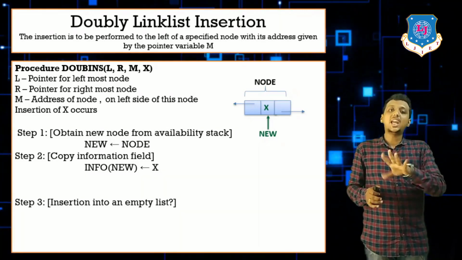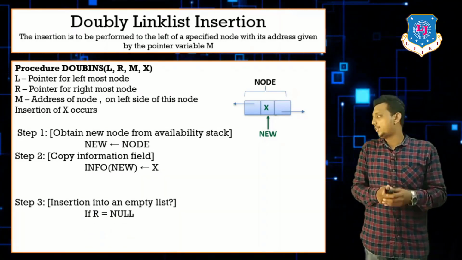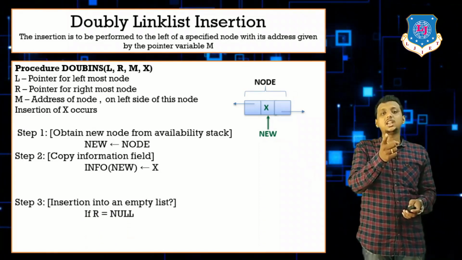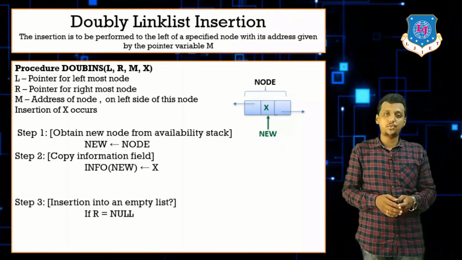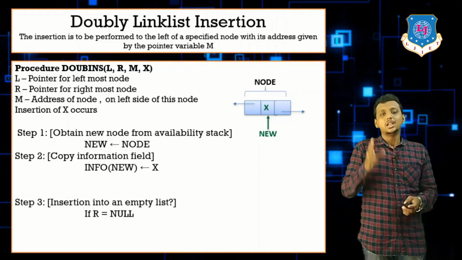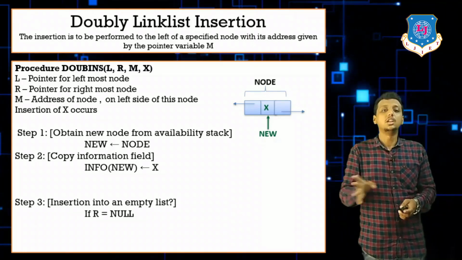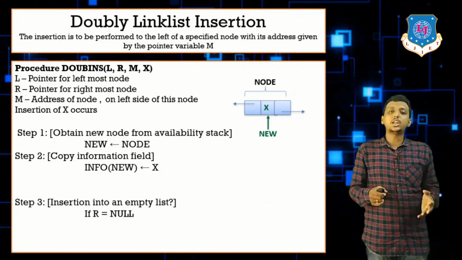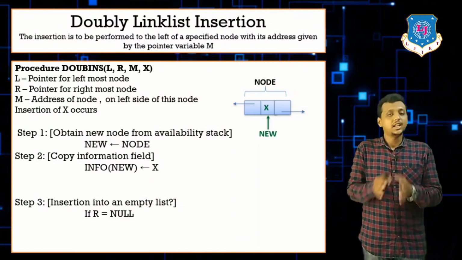You can check with anyone. Here I am going to take if R is equal to null. If you are taking if L is equal to null, then it's also fine, because if R is equal to null, then L must be null. So anyone you can take, either L or R, anyone.